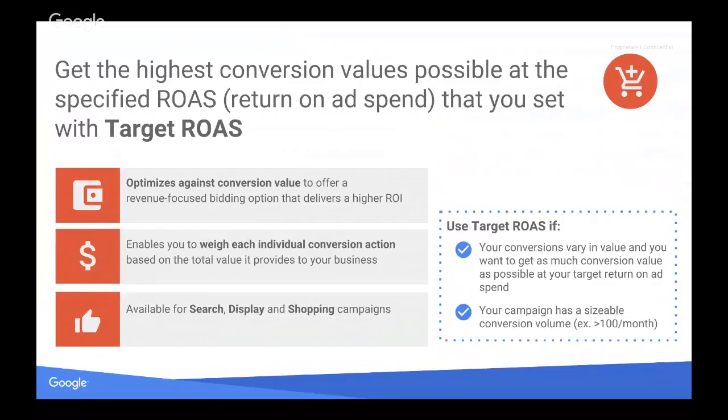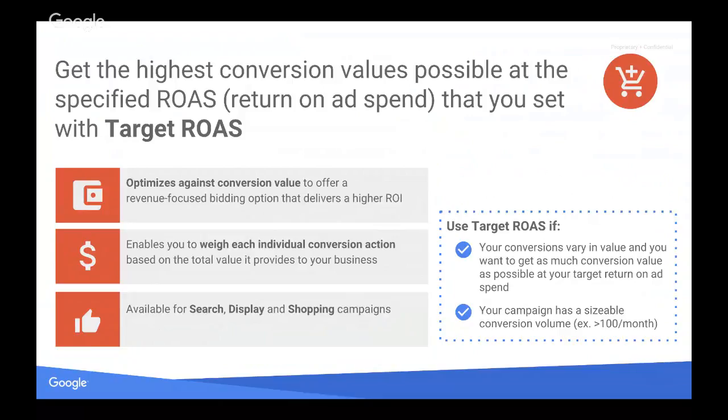The last one will be the target ROAS. So target ROAS basically is a target return on ad spend. This is based on the ROI goal. If your client is tracking conversion value and also the cost per conversion, they probably would use ROI to measure the campaign performance. So for this type of campaign, we will recommend you use a target ROAS.